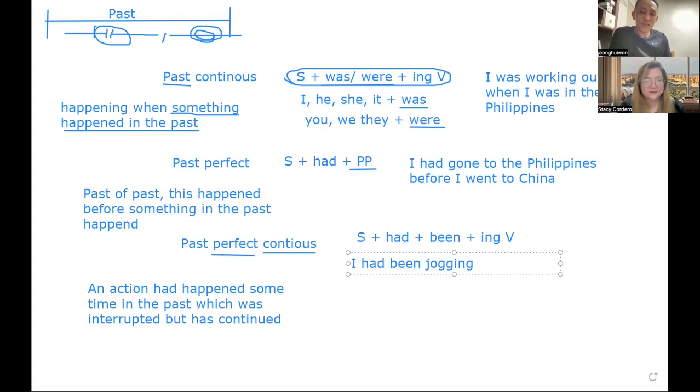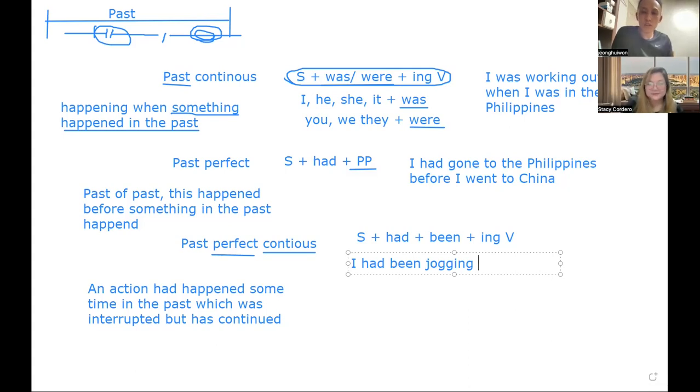For how long? Oh, all right. Wait, before that. So you had been jogging, and then what happened? My friend called me. Perfect. Okay. So you had been jogging when your friend called you, right? Now, let us put a time frame. How long had you been jogging when your friend called you?